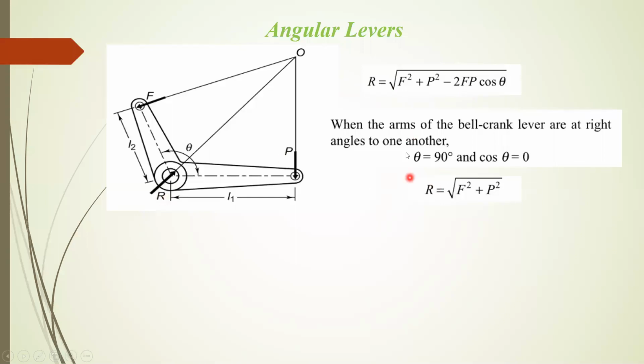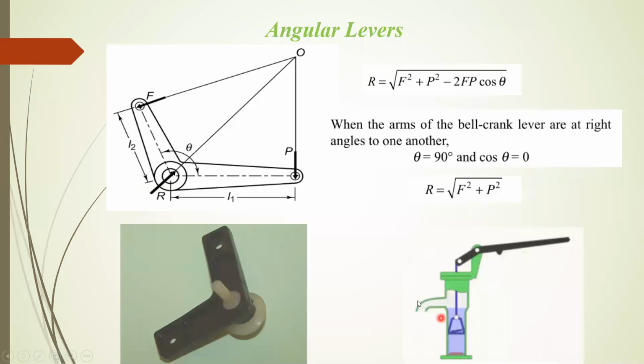Sometimes, as in the case of the bell crank lever, the angle between the two arms is 90, and when the angle between the two arms is 90, then this lever is called a bell crank lever. So here theta is 90 degrees. In that case, the reaction can be found by this equation only, because cos of theta is equal to 0 if cos of 90 is equal to 0. So here is a simple resultant equation to calculate in the case of a bell crank lever.